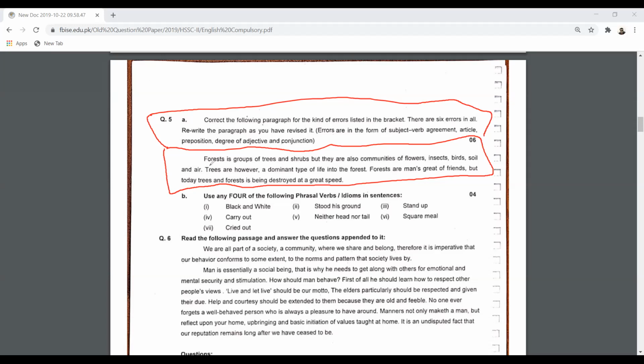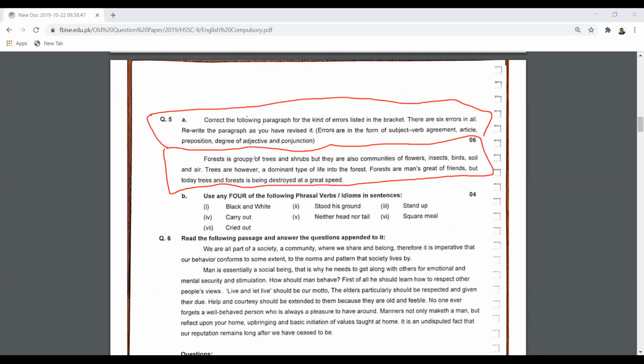thrice. Now look here, forest is groups of trees and shrubs, but there are also communities of flowers, insects, birds, soil, and air. Now, is there any mistake in the first line, dear students? We have to find out what kind of mistake is there in the first paragraph. Then we have to correct it. Then we will be able to make it correct. And then you can write.